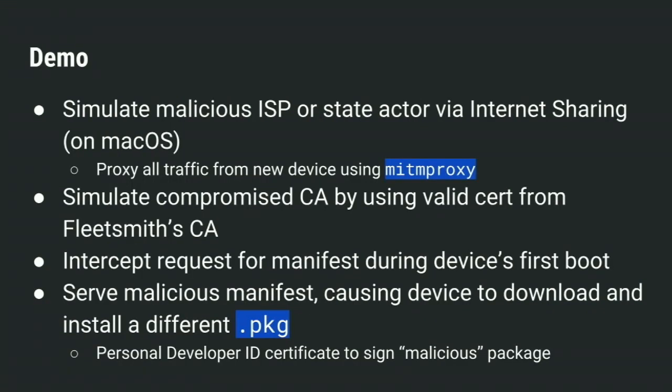And with that, we'll go to our demo. And while we get set up, I'll go over the details of this. So we're going to simulate a malicious ISP or a state actor by using macOS's internet sharing, as finicky as it is. We're going to be proxying all the traffic from a brand new device using man-in-the-middle proxy. We're going to simulate a compromised CA by using a valid cert that we created from Fleetsmith CA.